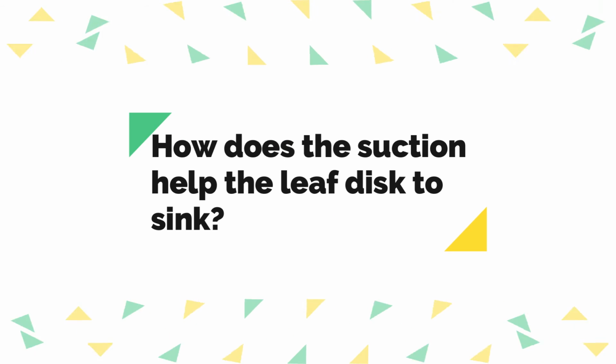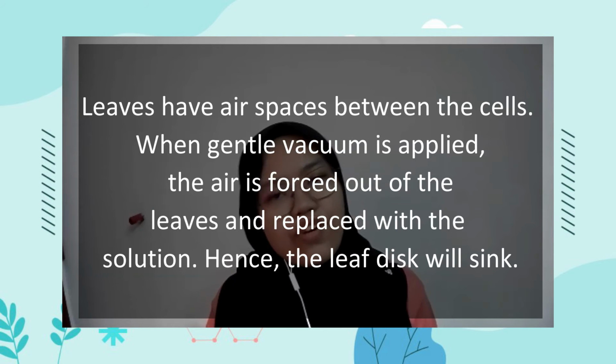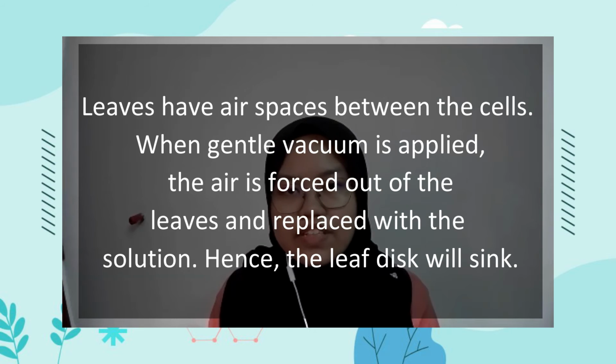Based on the results obtained, the light distance of 10 cm takes longer time for the leaf discs to float compared to the light distance of 3 cm. First question, how does the suction help the leaf disc to sink? Leaves have air spaces between the cells. When gentle vacuum is applied, the air is forced out of the leaves and replaced with the solution. Hence, the leaf discs will sink.